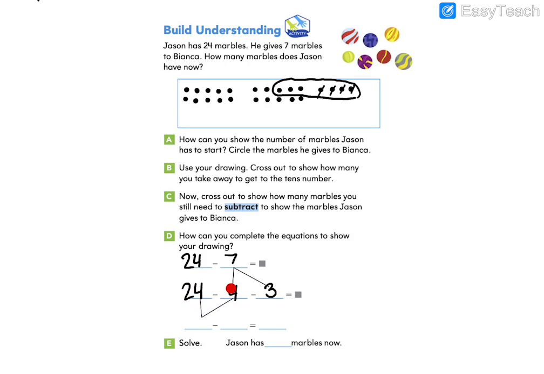To find our tens number, we find that 24 minus 4 is 20. We still have to subtract those final 3. Then we can think, what's 3 less than 20? You should have gotten 17. So how many marbles does Jason have? He has 17 marbles.